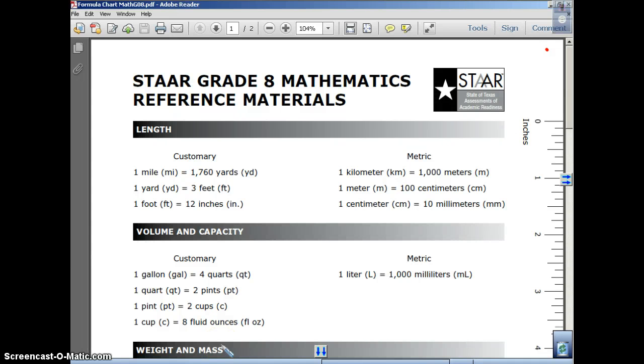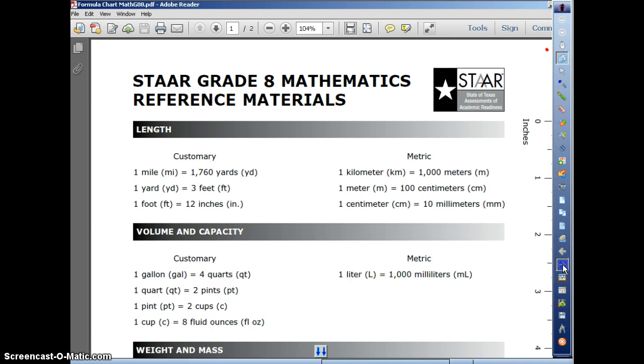Get out your formula charts. We are going to start taking some formula chart notes. The front side of your formula chart is all of your conversion measurements, units of conversion. Well, I'm interested in the back side, so flip it over.